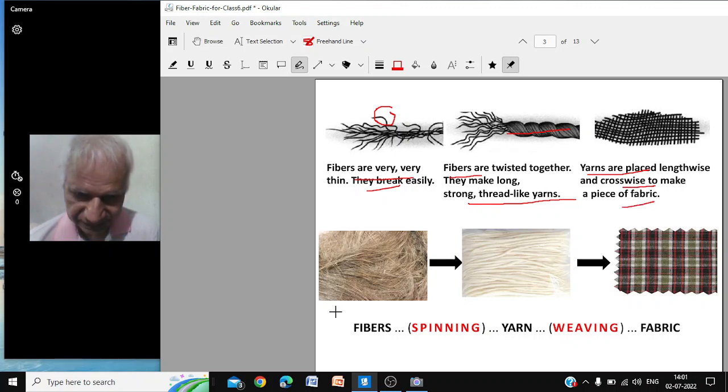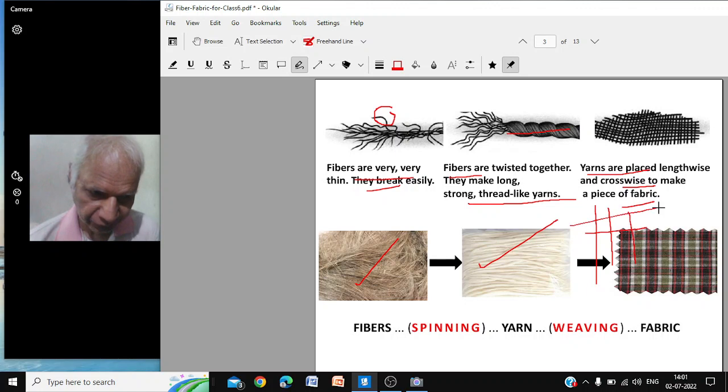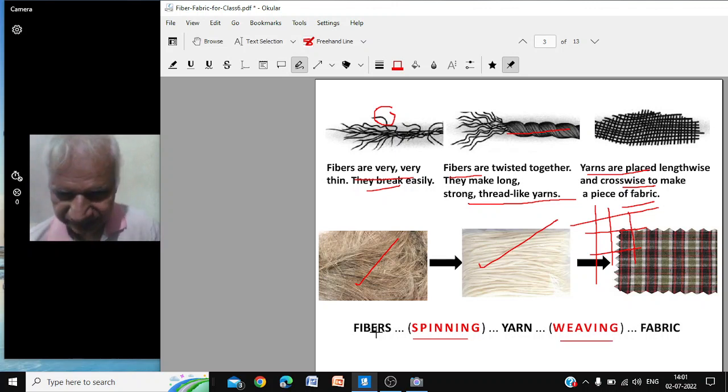So these are fibers, very delicate. You twist or combine many fibers to form a strong yarn, and then you place the yarn lengthwise and also crosswise, and when you do this you get a fabric. So fiber to yarn, the method is spinning, and yarn to fabric, the method is weaving. From fibers, by spinning you get yarn, and from yarn by weaving you get fabric.